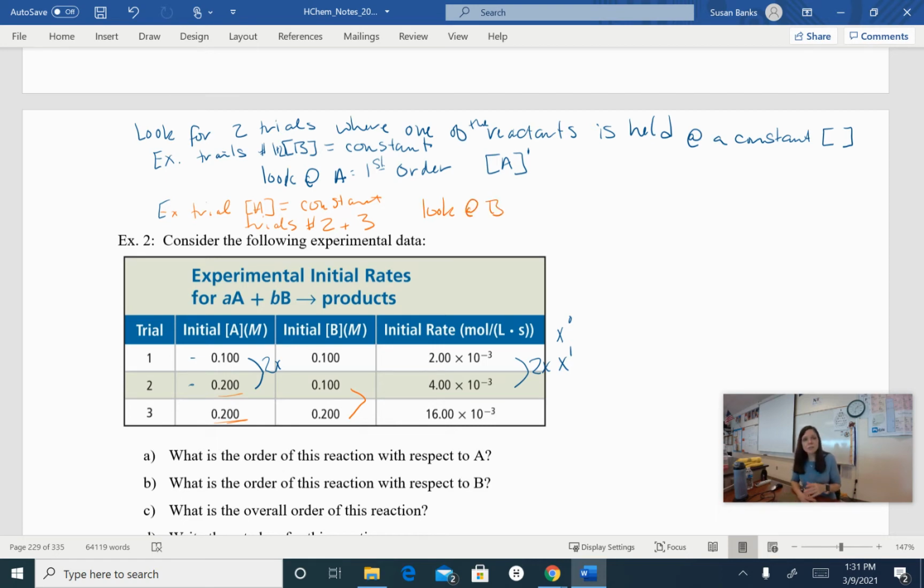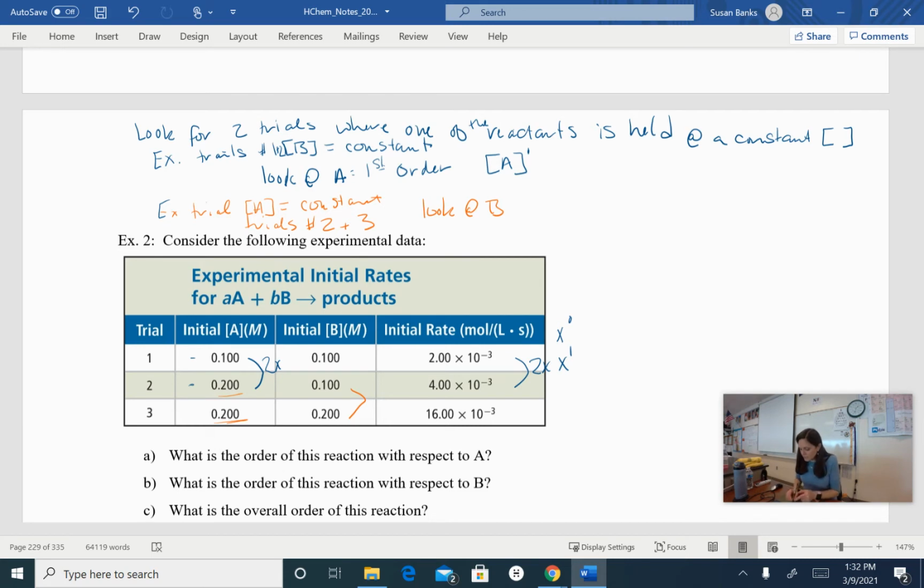Now, the reason I want the other reactant held constant is I want to know that the change in that reaction rate is solely due to the change in the concentration of that one reactant that I'm looking at. If the concentration of both reactants are changing, I don't know what that change is doing compared to either reactant. I need to make sure that at least one reactant is held constant so I can look at the other reactant.